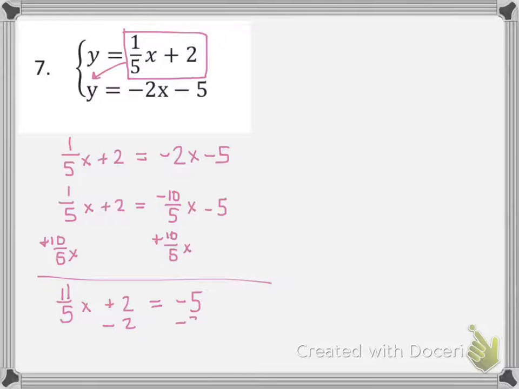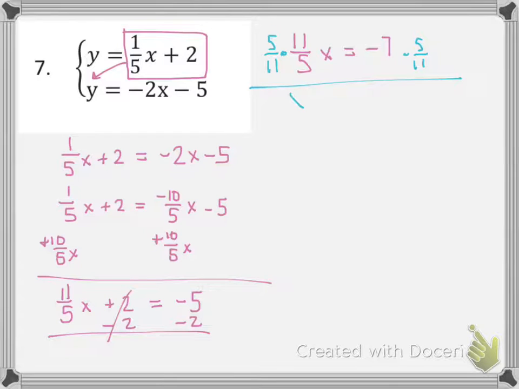Subtract 2 from both sides. We get, I'll put it up here, 11/5 x equals -5 and -2 is -7. And then I can multiply by reciprocal. So I'm going to multiply by 5/11 on both sides. To balance the equation, I get x equals -35/11. That's my x value.